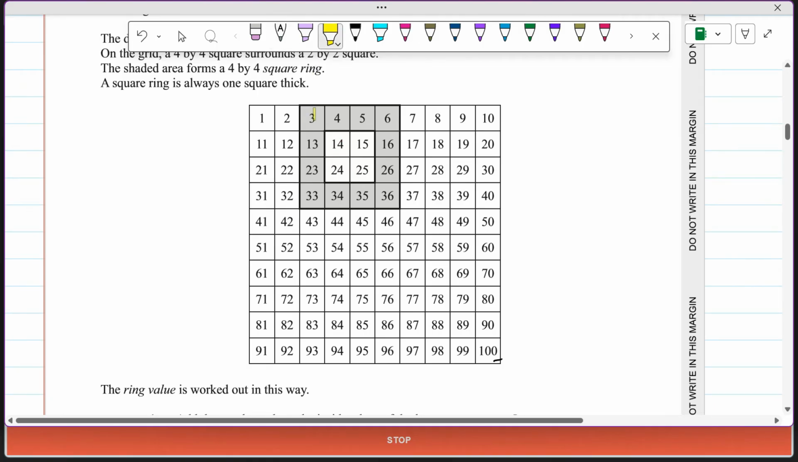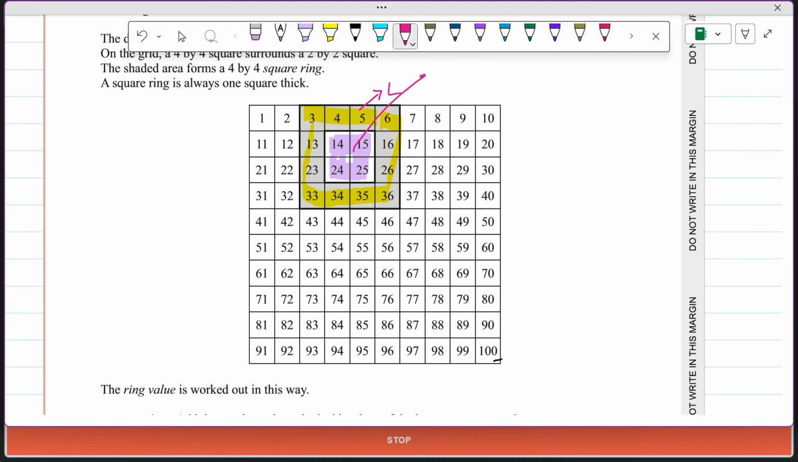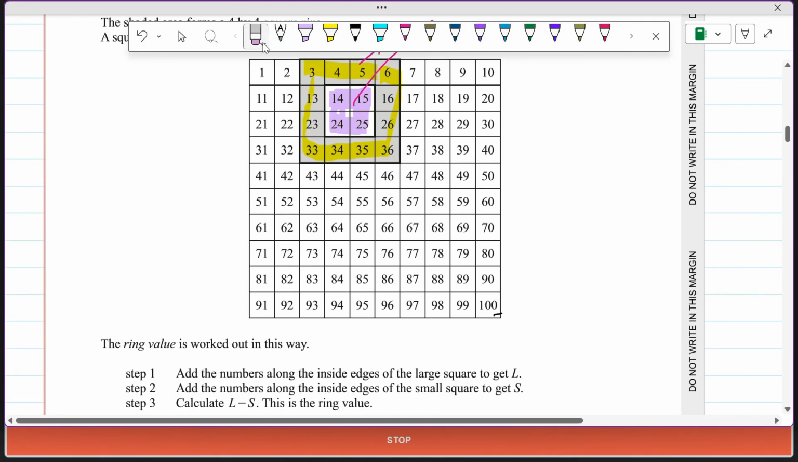For example, this is the large square. We will add these numbers, and when we add them we will get L. Similarly, when we add the numbers of the small square, we will get S, and when we find L minus S we will get the ring value. This is a simple procedure.